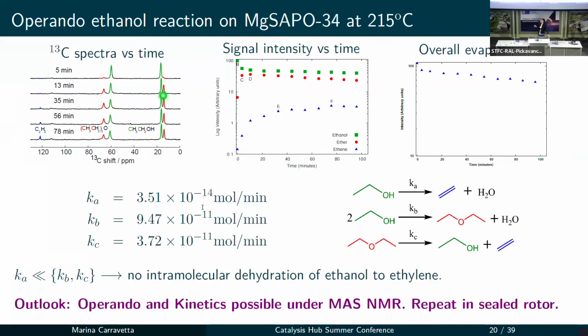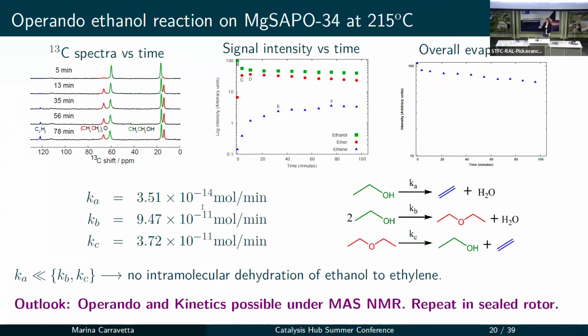Each experiment was the result of 8 scans, and it took about 2 minutes to acquire. So the data can be really acquired in real time. Then we followed the signal intensity versus time, and we could fit that to a kinetic model to extract the various rate constants. I repeated the reactions here with the associated rate constants.